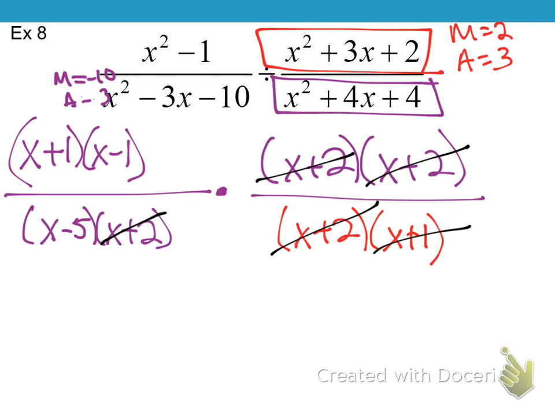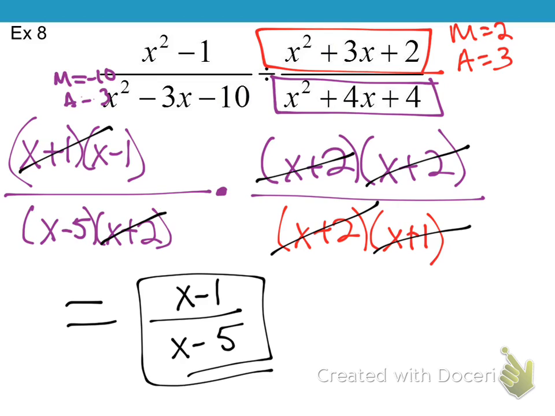X plus 1 and x plus 1. All right. That works out nicely. What's left in my numerator? What's in my denominator? Can I cross out the x's and just make this 1/5? No. You cannot. Don't do it.